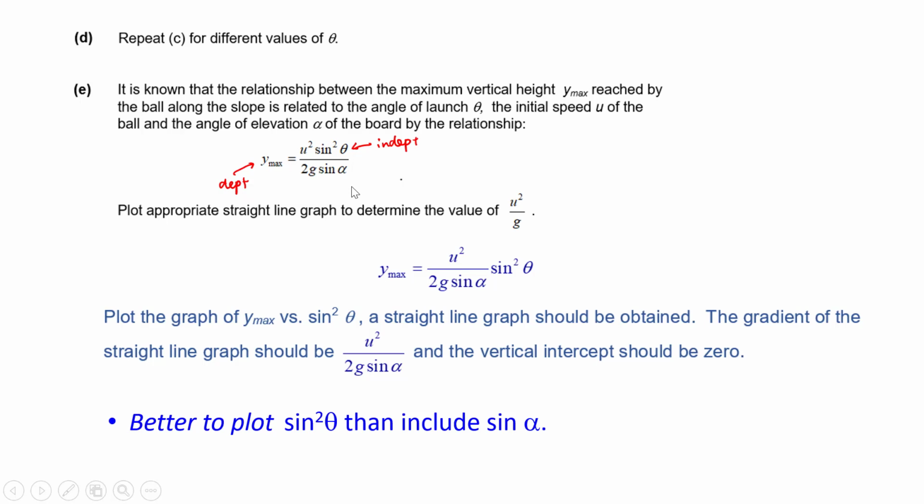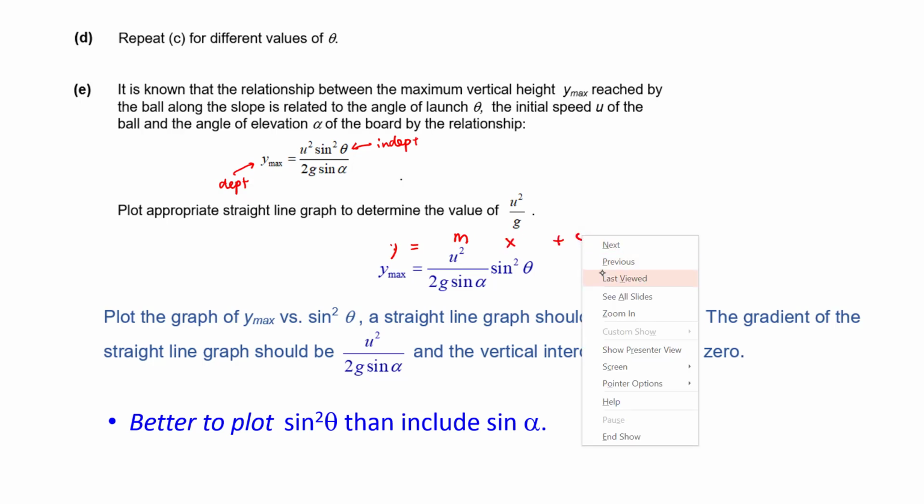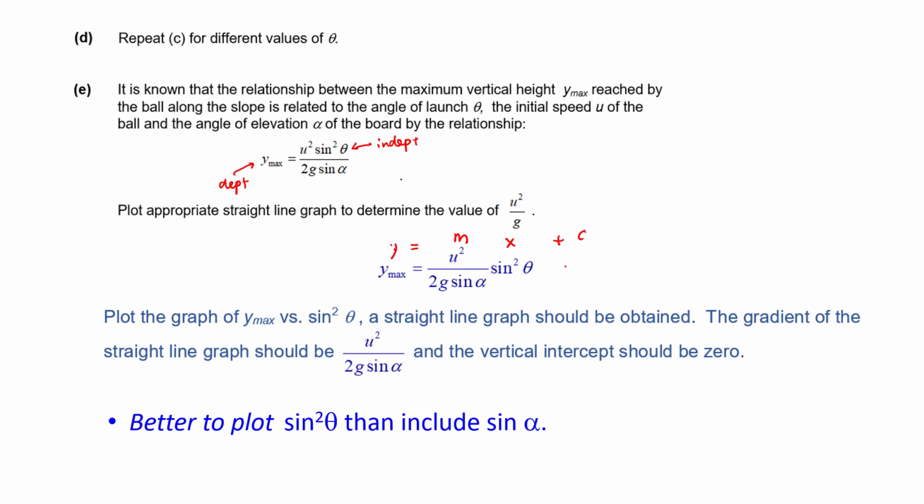Now this equation is actually linearized nicely for me, but I may just want to rewrite it so that my constants are clear and my variables are clear. Once you linearize the equation, you will find that it can be written in the form y equals u squared over 2g sine alpha. All these here are constants in my experiment, and then times sine squared theta. So this is of the form y equals mx plus c, where c is 0.